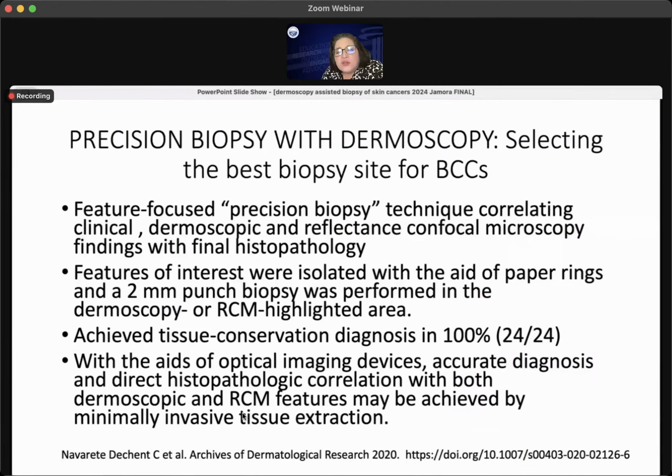Now, let me talk to you about precision biopsy with dermoscopy, okay? In this study done abroad in the US, they used both clinical dermoscopy and RCM, reflectance confocal microscopy, which I don't do. So I will not be able to explain RCM to you, okay? Just dermoscopy. They used paper rings or paper stickers because the paper stickers cover up the area, so the RCM person can just focus on the area of interest, okay? Just by using this precision biopsy, they achieved tissue conservation in about 100% of these patients.